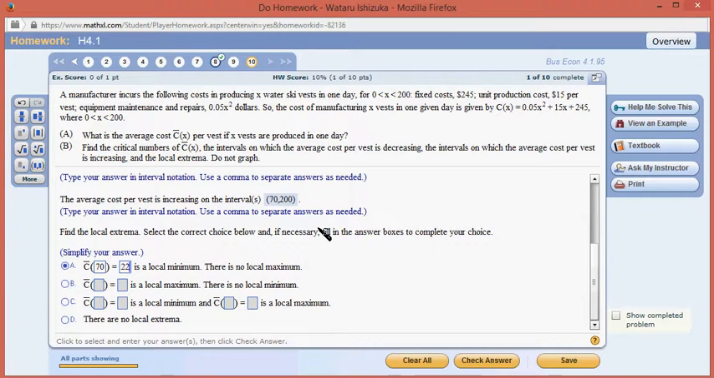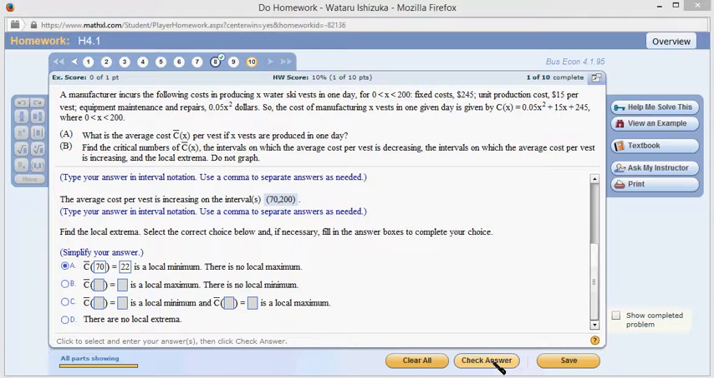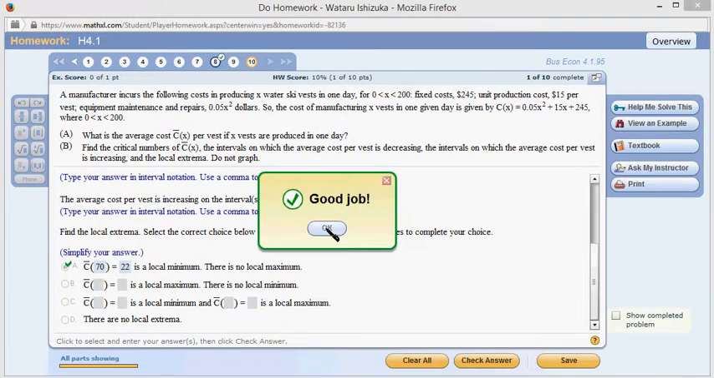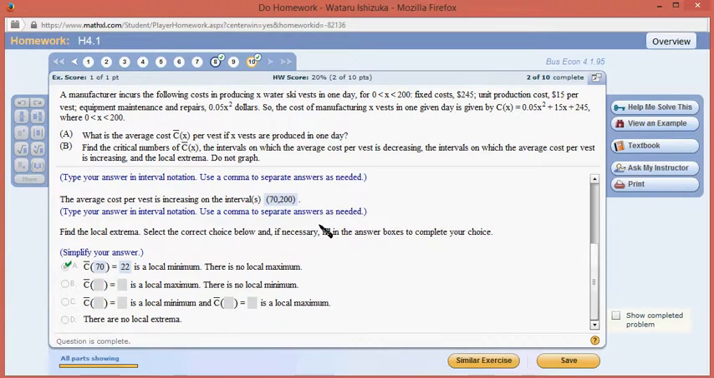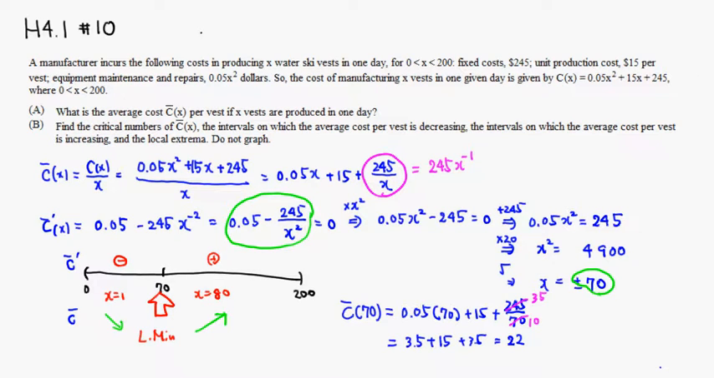Since it's a local minimum, there is no local maximum. So let's do that, and I guess that's it. That's it. I hope that this was clear.